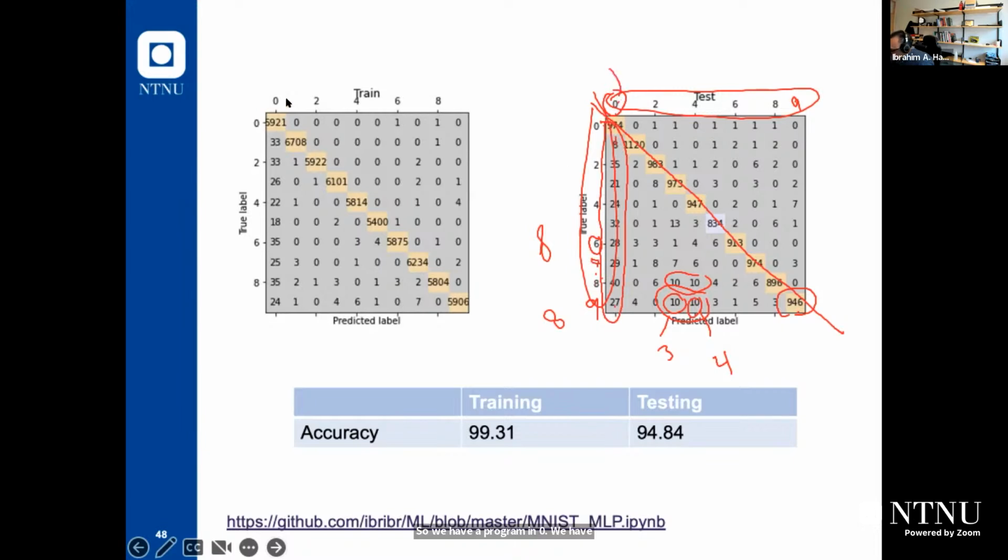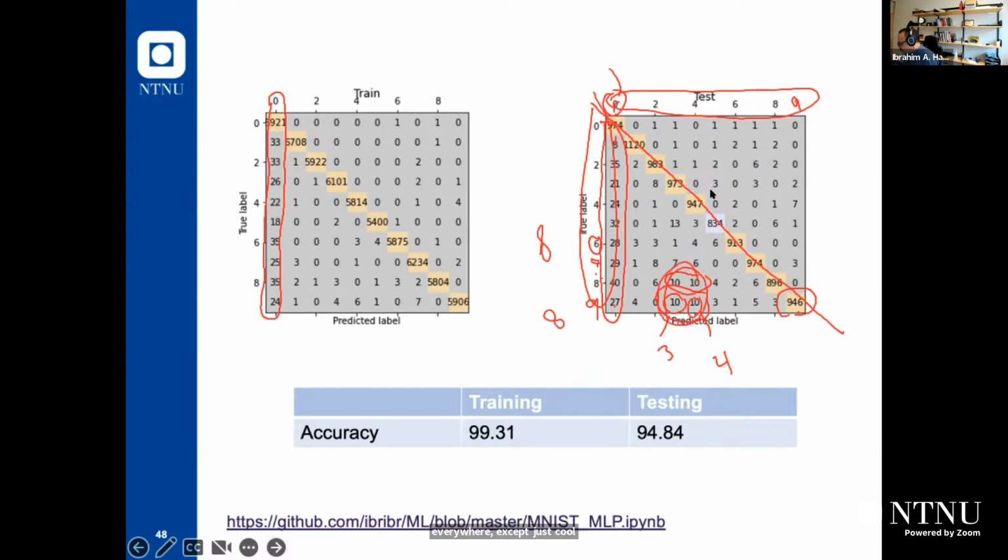And it's the same also for the training set. Also, we have a problem for this one here. There is some confusion. Many numbers can be misclassified as 0, but otherwise it's fine because it's okay everywhere except this column, and we have some small problem here.